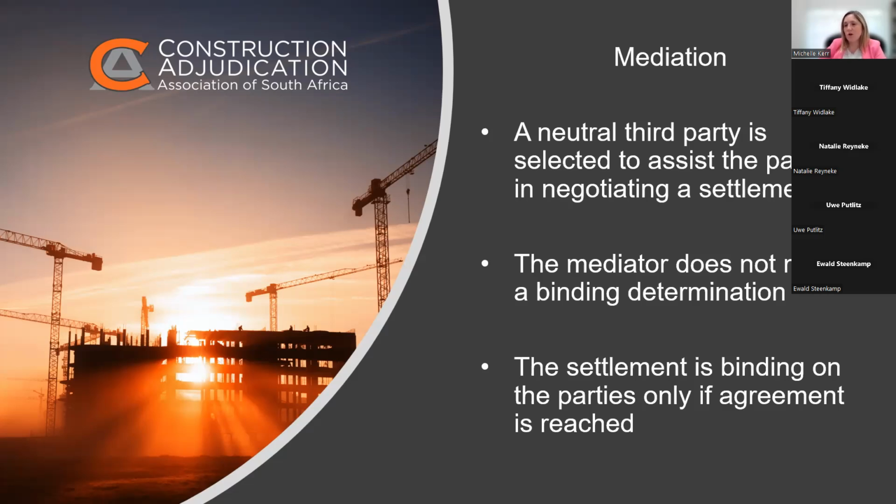So notice you've taken one step further. It's not just the parties negotiating amongst themselves now. You've now got an independent third person involved. This person is now assisting the parties, but they're still negotiating. The mediator doesn't make a binding decision. That's not the purpose of mediation.